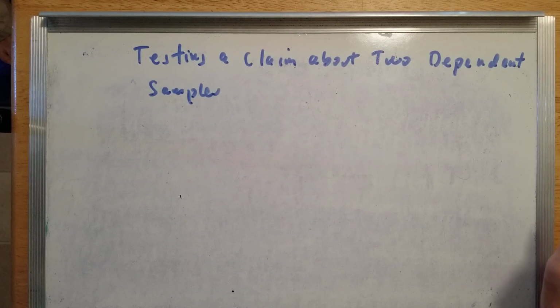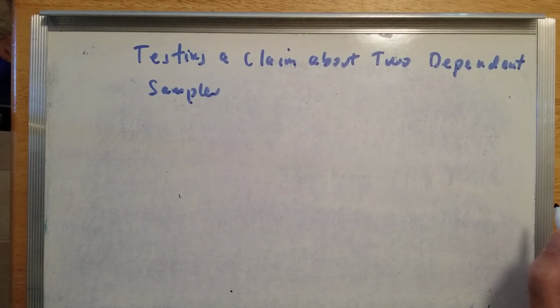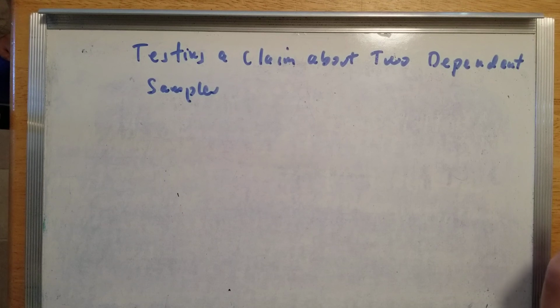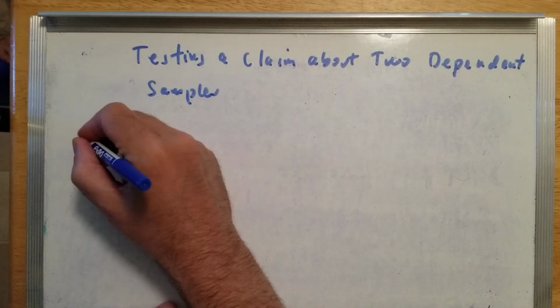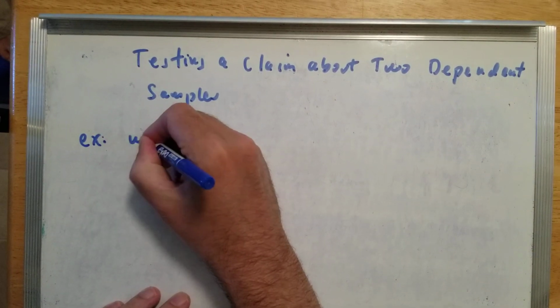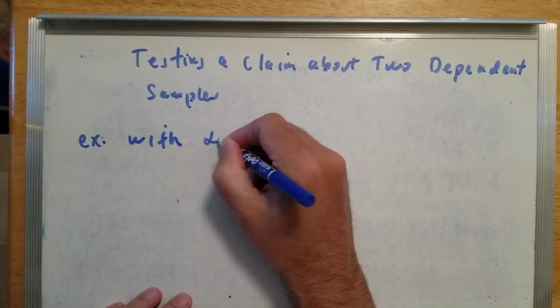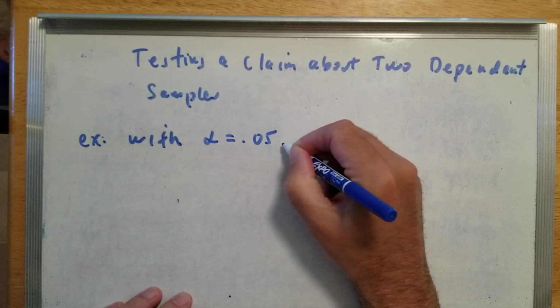And there's three kinds of examples: the first list is bigger, or the second list is bigger, or the lists are the same. In the homework, they ask questions about the lists are the same, so I'm going to give an example of that. So here's an example with alpha equals 0.05.